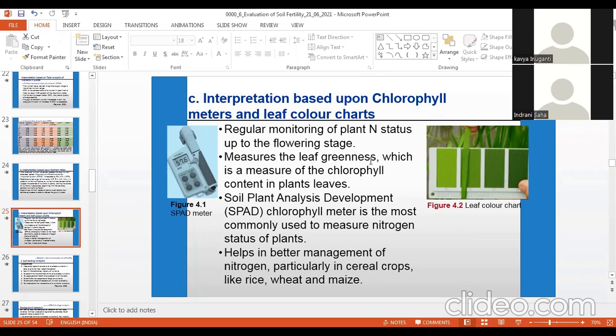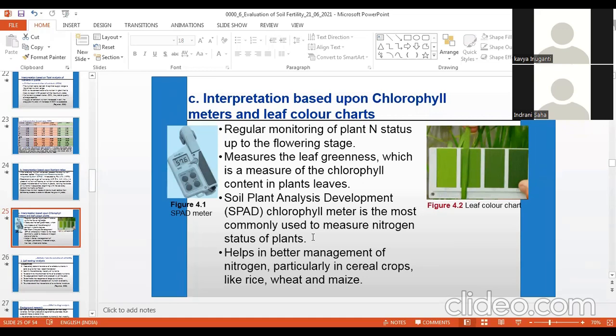It measures the leaf greenness, which is a measure of the chlorophyll content in plant leaves. The Soil Plant Analysis Development chlorophyll meter is the most commonly used to measure nitrogen status of plants. SPAD meter is used mostly in research centers. It helps in better management of nitrogen, particularly in cereal crops like rice, wheat, and maize. So it can be employed particularly for cereals.